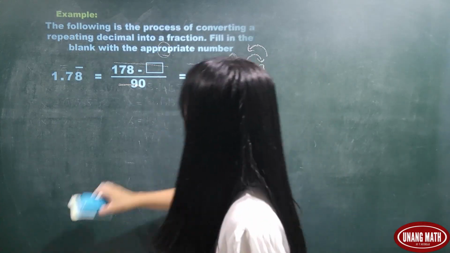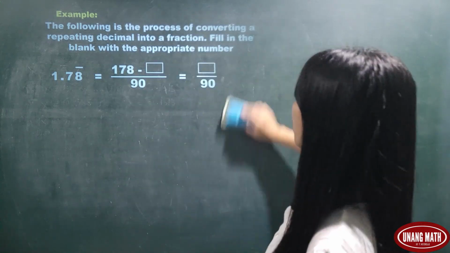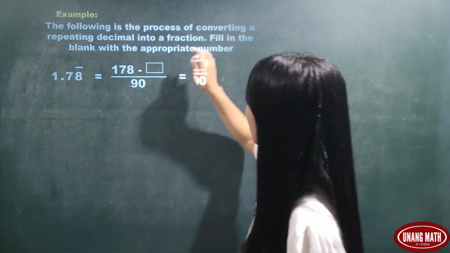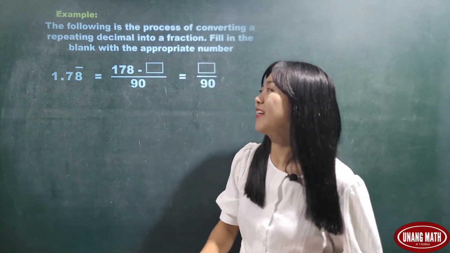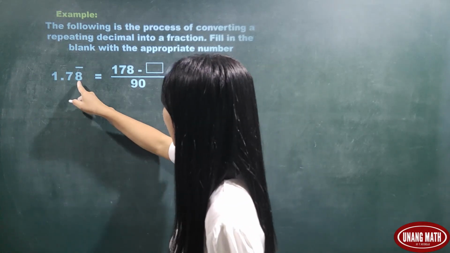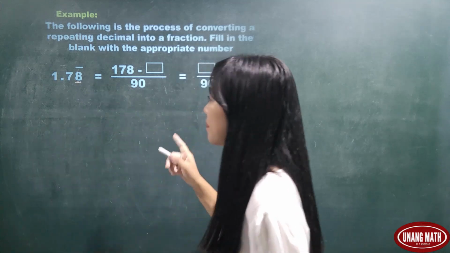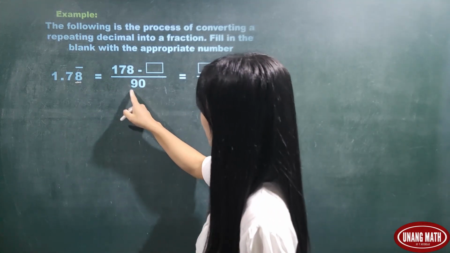Okay, let's try another example. The following is the process of converting a repeating decimal into a fraction. Fill in the blank with the appropriate number. Our repeating decimal is 1.78, and this digit 8 repeats endlessly. Okay, let's take a look at the denominator of our fraction.